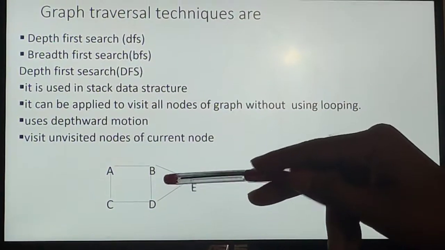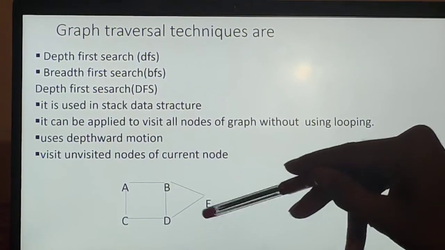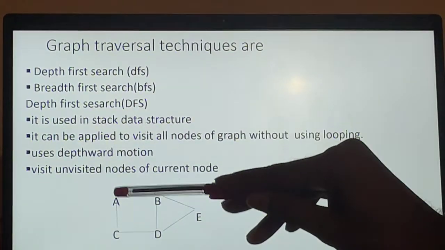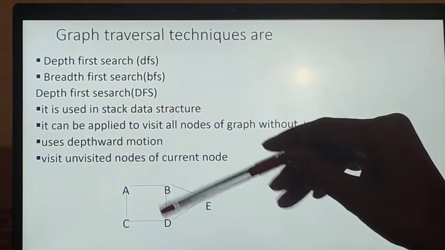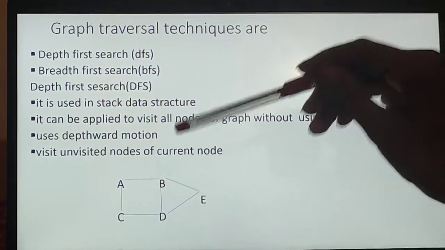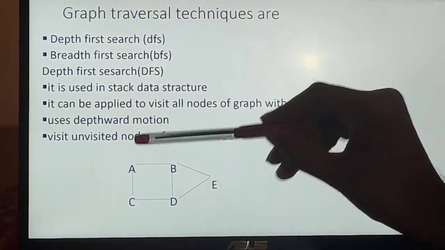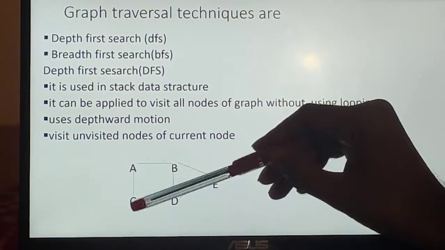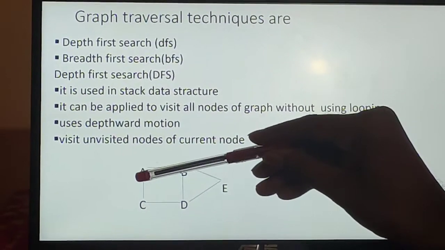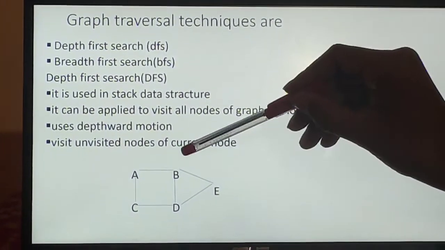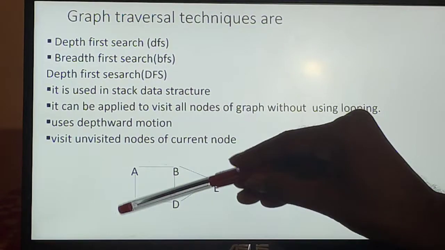Okay, some examples. Here is a structure A, B, C, D, E. It is a graph and this graph contains multiple nodes. A is a node, B is a node, C is a node, D is a node, E is a node. Consider A the current node. It contains adjacent vertices: A is the current node, and its adjacent vertices are B and C.